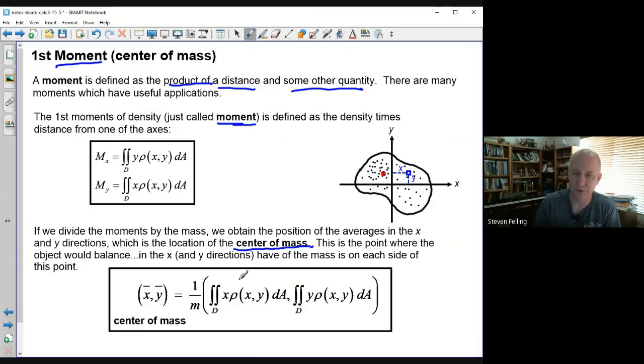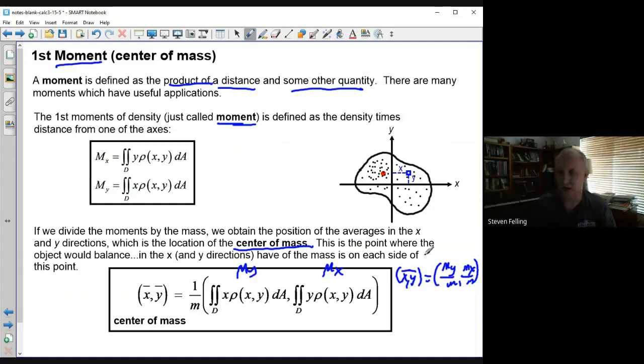Since the moment in the y direction is related to the x distance, it's My divided by the mass that is the x coordinate, and the y coordinate is Mx divided by the mass. Or you could just remember that this is My over the mass, and this is Mx over the mass. So the first moment in y over mass gives me the x coordinate of the average position, the center of mass, and Mx over the mass gives me the y.